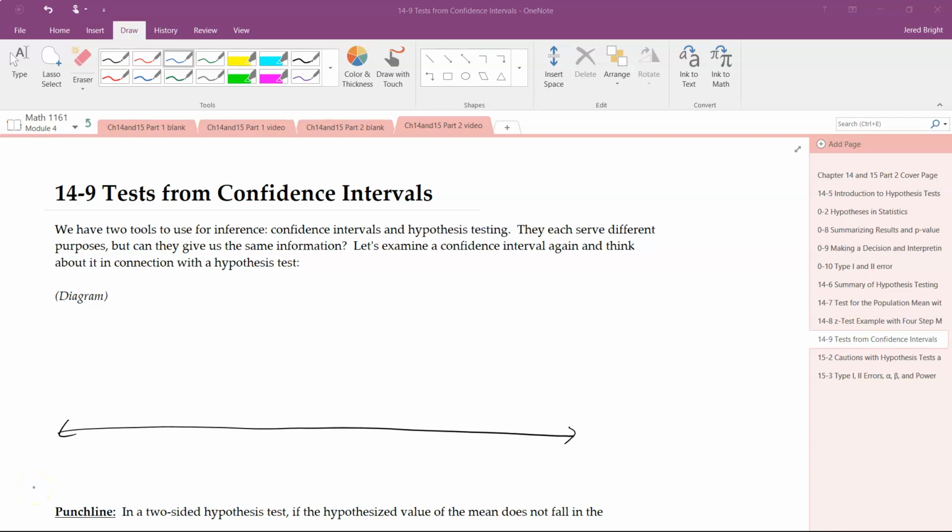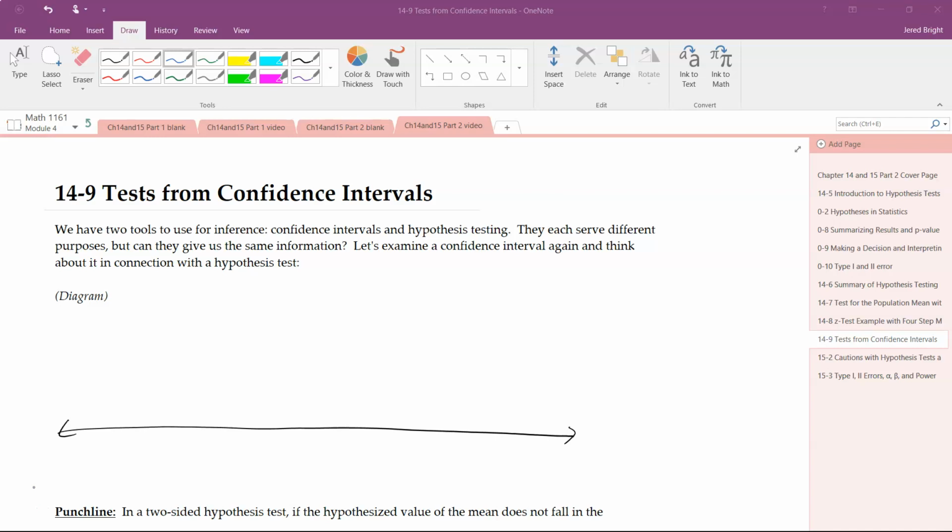In our study of inference, we have developed two big tools. We've talked about a confidence interval, which is used to estimate the value of a parameter. And then we also have the hypothesis test, or a test of significance, which we can use to investigate a claim about a population parameter. And so the two actually do connect in an interesting way. They do serve different purposes, but again, both of them are talking about this population parameter.